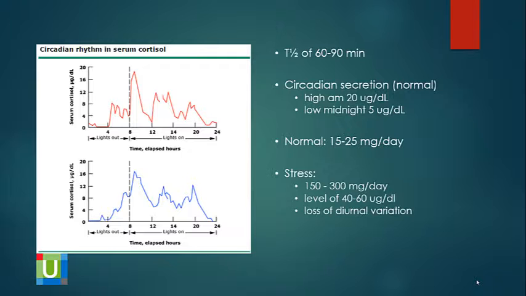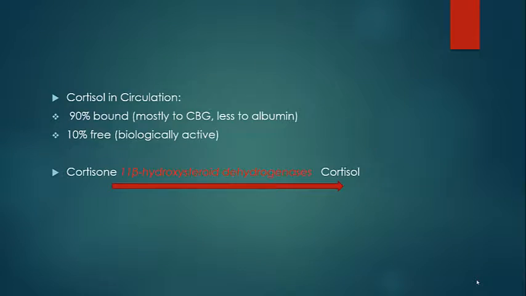If we look into the physiology as well, when the steroids are circulating in the system, we need to remember that 90% of it is bound to either cortisol-binding protein or, to a lesser extent, albumin, and only 10% is free and biologically active. Now, it gets converted from the inactive form, cortisone, to cortisol via 11-beta hydroxysteroid dehydrogenase. And the question to the fellows: do we know what medication that we use in the ICU all the time can inhibit this?